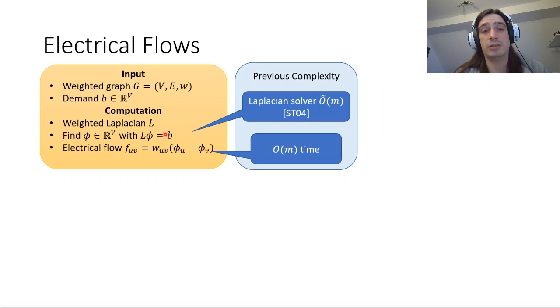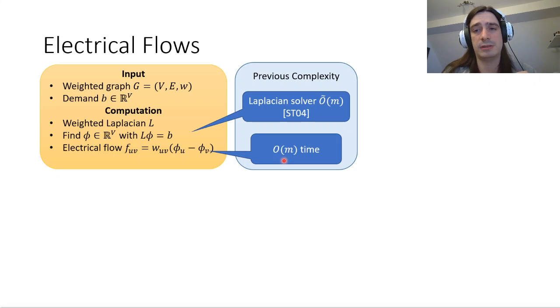It's known that solving a Laplacian system can be done in nearly linear time by Spielman and Peng. And then for every edge, we need to compute this difference and scale it. That's also linear time. So that's why computing an electric flow typically needs nearly linear time, because you can compute it this way. So how can we speed this up?